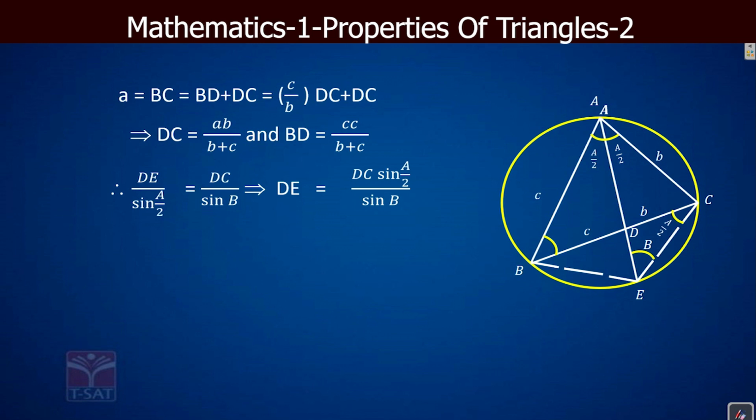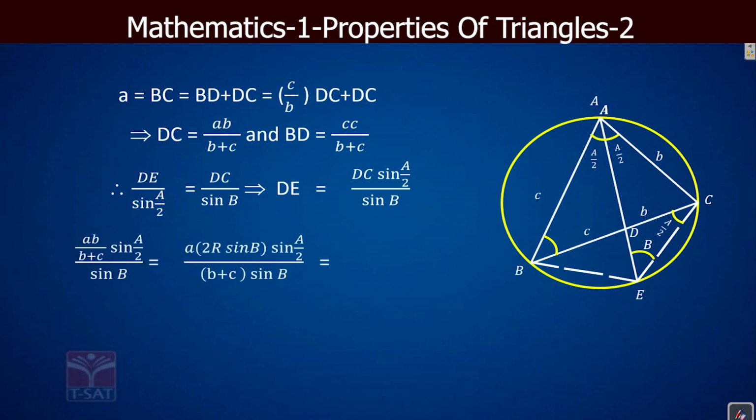Therefore DE by sin A by 2 is equal to DC by sin B, which implies DE is equal to DC sin A by 2 by sin B. That means A B by B plus C into sin A by 2 by sin B, which is equal to 2R sin B into sin A by 2 into A by B plus C into sin B. If you simplify it, you get A square secant A by 2 by 2 into B plus C. That is the length of DE. DE means the segment between the side and the circle.